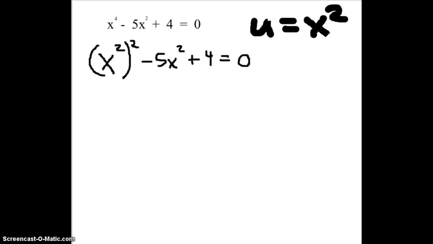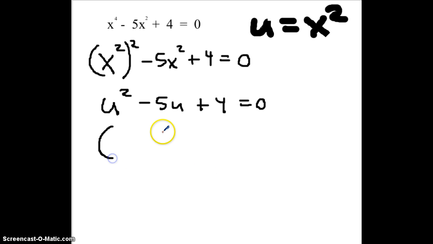With that in mind now, can't we just substitute what you see here for the x squared with our u? Since u equals x squared, I'm going to plug in a u wherever I see an x squared. So this would become u squared minus 5u plus 4 equals 0. Again, u is equal to x squared. I plugged u in where you see the x squared here and here. Now what we have is a trinomial, which actually looks very easy to solve by factoring.